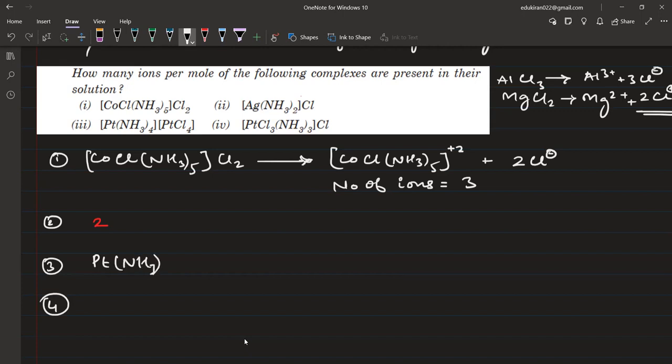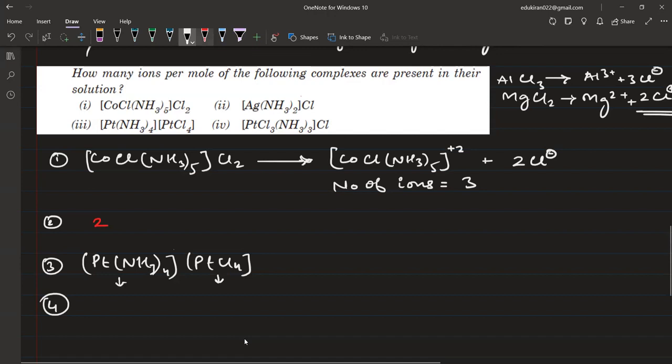PtNH3 whole 4 and we have PtCl4. ठीक है. तो यहाँ पे आपके पास एक, this is going to be your cation and this is going to be your anion. तो यहाँ पे बस आपके पास दो ही आयंस हैं.